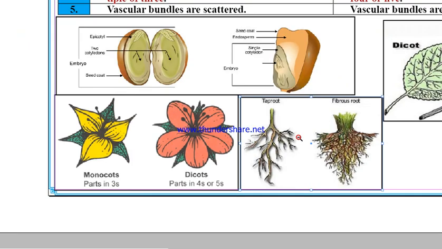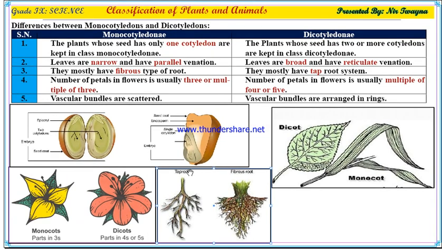Next difference is the flower. Flowers of monocot plants usually have 3 or multiples of 3 petals. Some flowers have 3 petals, some have 6 petals, some even have 9 petals, but always in multiples of 3. Whereas the flowers of dicotyledons usually have multiples of 4 or 5 petals. Either they have 4 petals or 5 petals or 8 petals or 10 petals, not more than that.